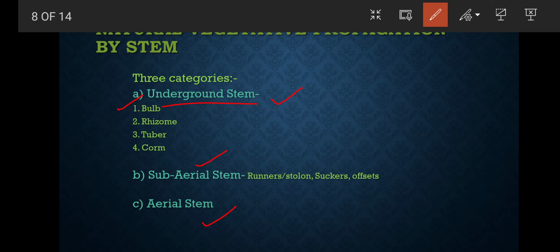These bulbs are of mainly two types, tunicated and scaly. An example of the tunicated bulb is onion, and for the scaly bulbs, we can take the example of garlic and lilies.